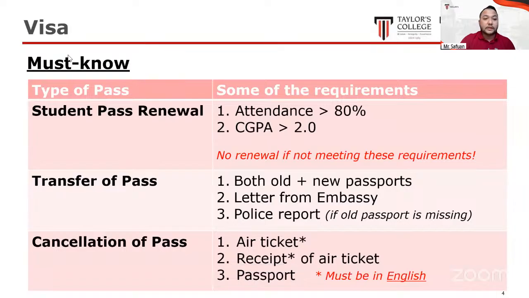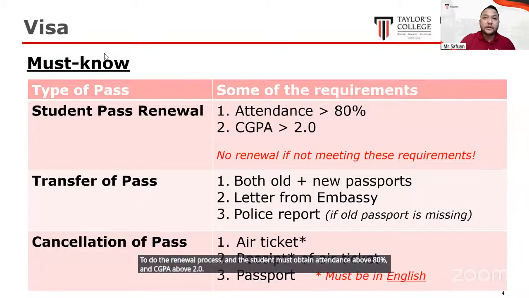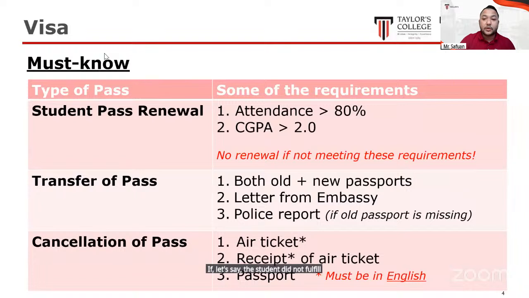For me, I think this is the important part to all of the international students. For student pass renewal, EMGS has set a minimum requirement to do the renewal process, and the student must obtain attendance above 80% and CGPA above 2.0. If let's say the student did not fulfill the requirement, usually EMGS will not support the application and they will ask the student to return to the home country.